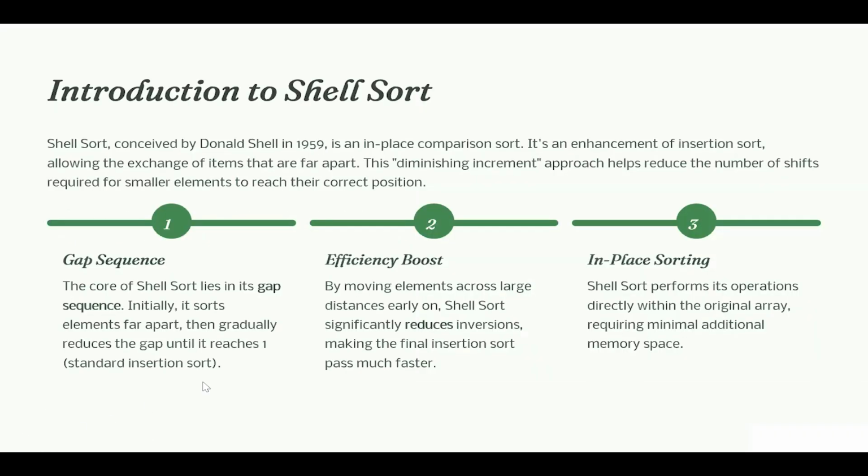So what is shell sort, and who invented it? Shell sort was conceived by Donald Shell in 1959. It is an in-place comparison sort, as in within the array itself, we will be doing the comparison and moving. We do not require any additional arrays in order to do that. It is an enhancement of insertion sort, just like I told you, allowing the exchange of items that are far apart. This diminishing increment approach helps to reduce the number of shifts required for smaller elements to reach their correct position.